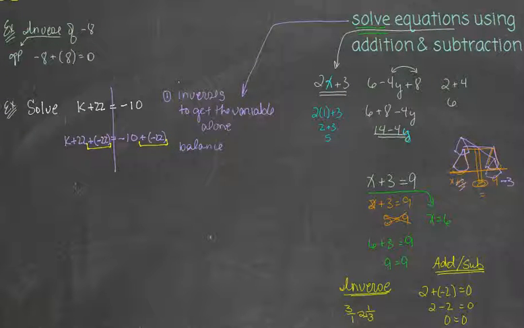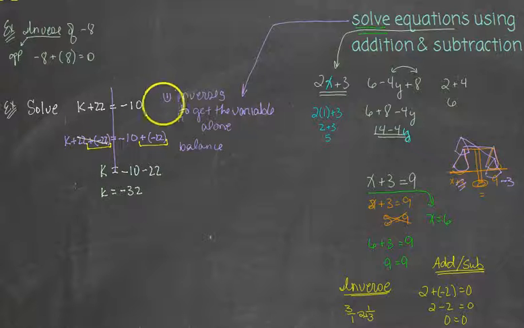Okay, so let's go ahead and reduce this then. So I have k plus 22 minus 22. Well, those disappear, right? Plus minus 22 is just 0. So I'm left with k equals negative 10 plus minus 22, which is the same thing as negative 10 minus 22. So k equals negative 10 minus 22, which is negative 32.